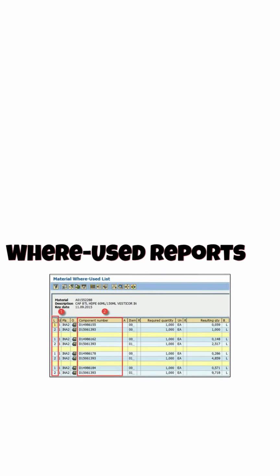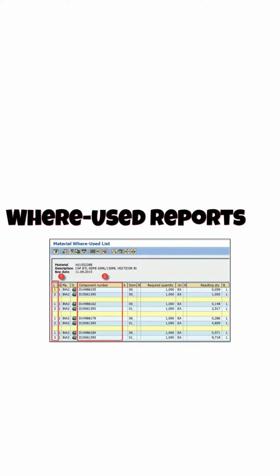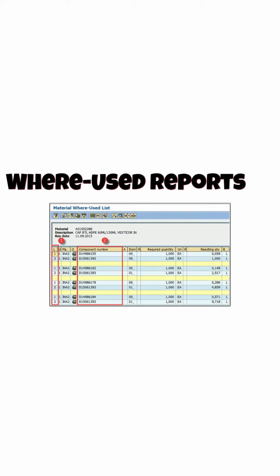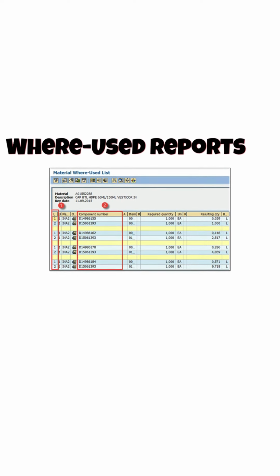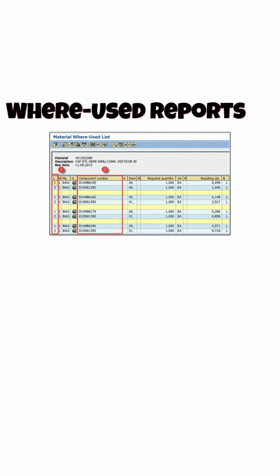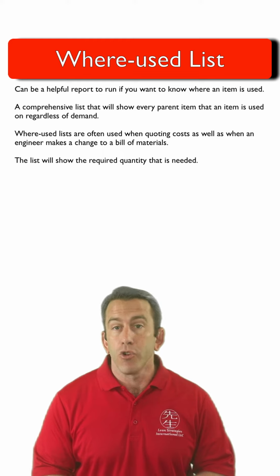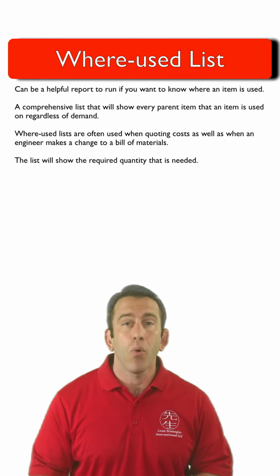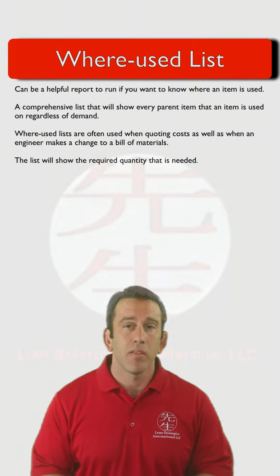As you can see in the photo showing material where used in SAP, the list will show the required quantity that is needed. This can be very useful when looking to make adjustments on allocations or analyzing a change in the system.